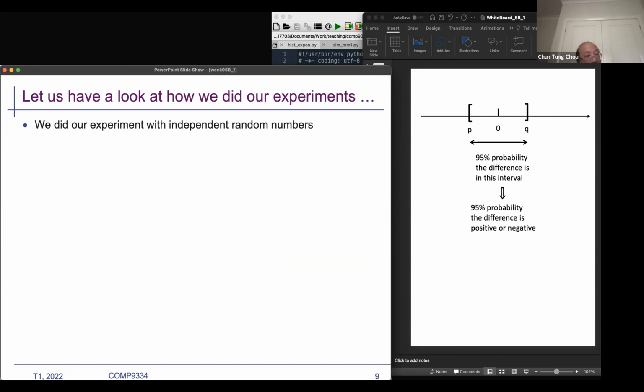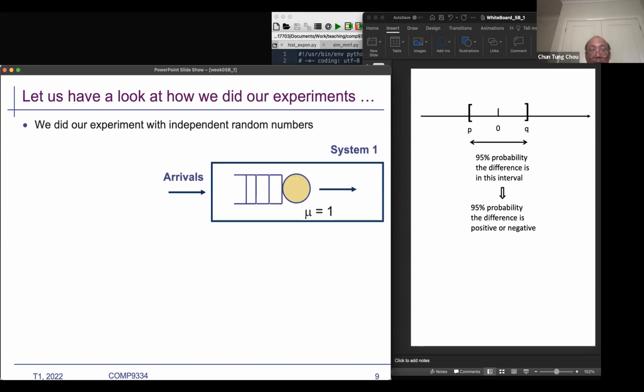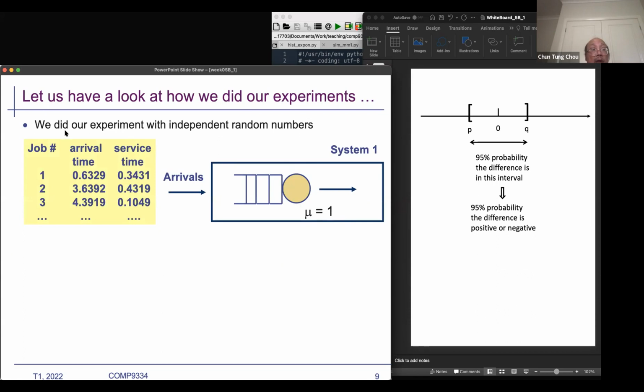What we did was we did our experiment with independent random numbers. To explain that, I will show you a diagram. So this is our system 1. It's an M/M/1 queue. So we have the arrivals, and this is the server. The processing rate of the server is 1. What we did was we obtained the arrival times through some random numbers, and we obtained the service times through some random numbers, by generating random numbers for them.